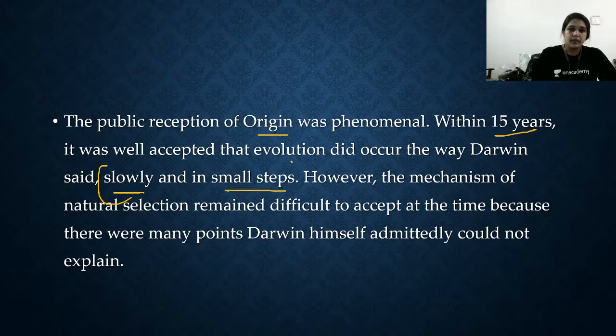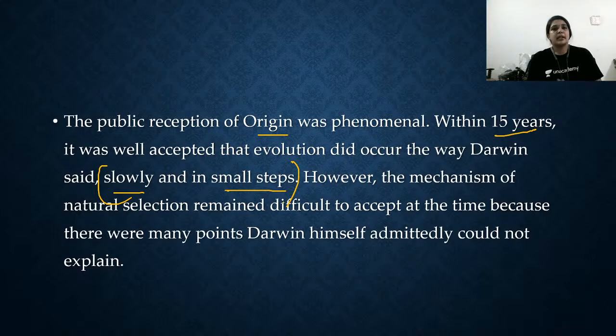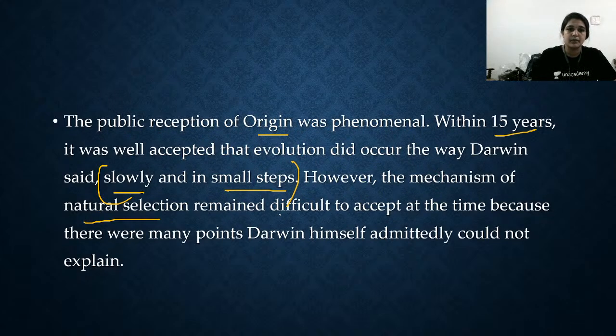So now, evolution: everybody is accepting that evolution occurred slowly and in small steps. However, the mechanism of natural selection remained difficult. This term, natural selection, remained very difficult. So we'll see what this is.